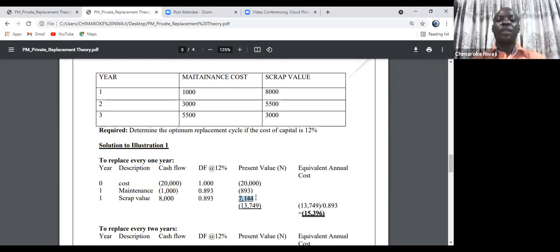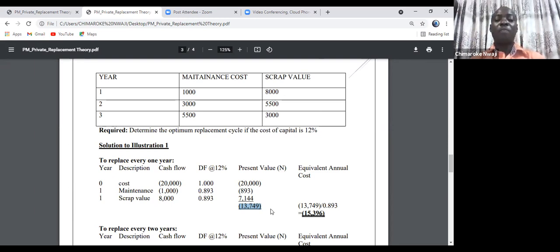Now, what is the net present value? The net present value is the sum of all these present values. We have minus 20,000, we have minus 893, then we have plus 7,144. When we add them together, we're having a negative value of 13,749. Okay, so that's it. This is our NPV.